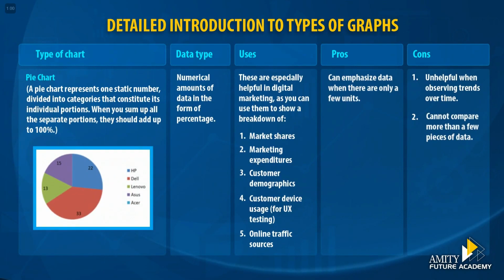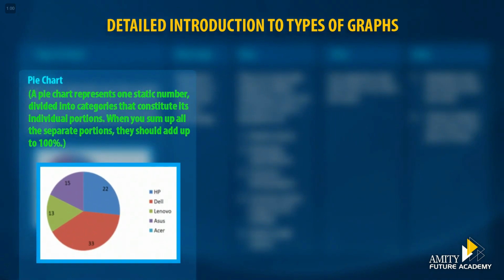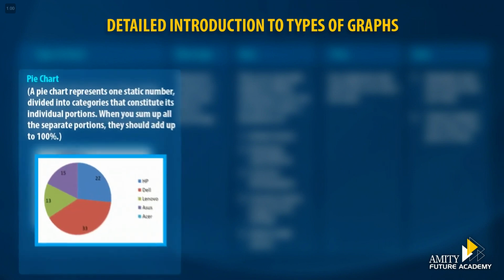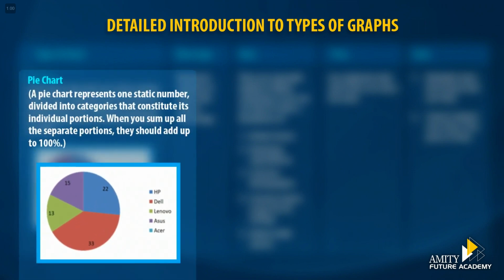Coming to pie chart. A pie chart represents one static number divided into categories that constitute its individual proportions. When you sum up all the separate portions, they should add up to 100. So here we have taken the sales of various laptops. When I add all these numbers, I should get 100. So it is a sales report of laptops. It belongs to the same category, but it has divided slices of a pie or divided slices of the percentage data. When I add all this, it should add up to 100.